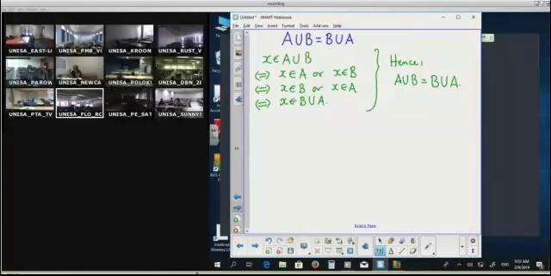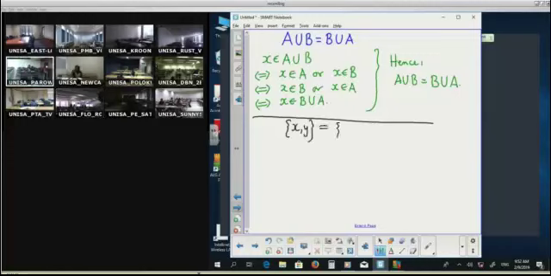Now, the next one is a little bit different. I said everything is a set. So the notion of equality obviously tells us that this set is the same as this set. But this is often called the unordered pair.